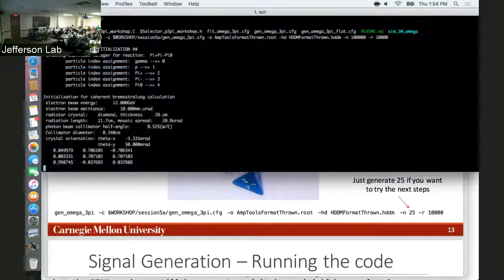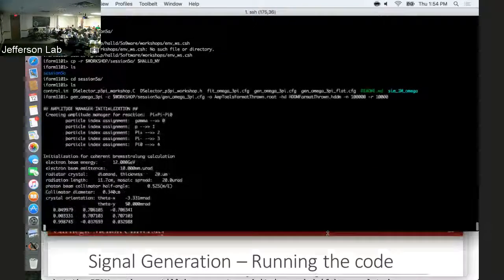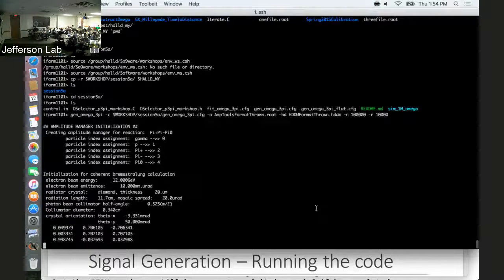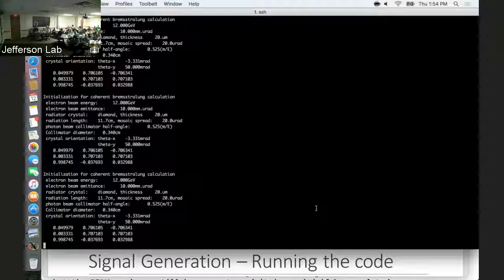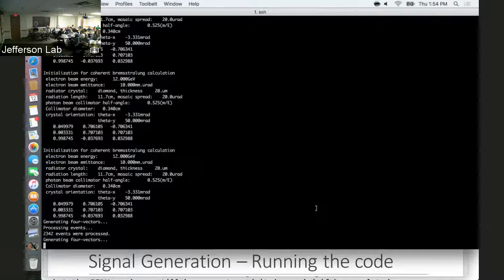you'll see that it starts to do some initialization for the coherent Bremsstrahlung because it's being done in two places. One is where it's trying to get the intensity as a function of the energy, and the other is where it's trying to get the polarization as a function of energy. So it's going to call this 3 times to initialize these tables, and then it will start throwing events.